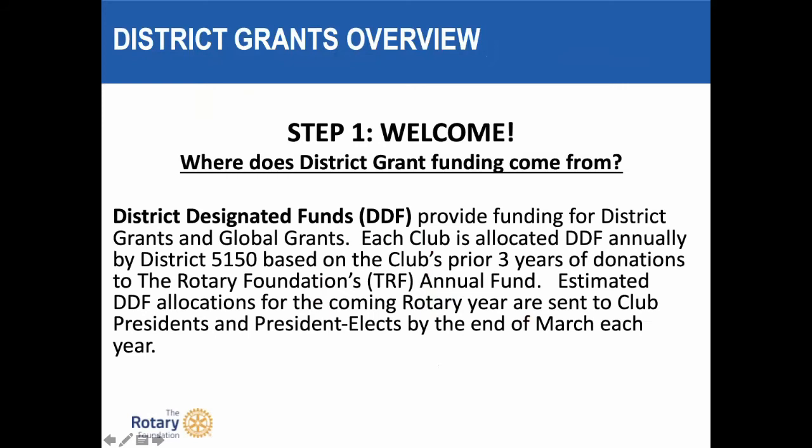So the first step is a welcome. Where does district grant funding come from? District designated funds provide funding for district grants and global grants. Each club is allocated DDF annually by District 5150 based on the club's prior 3 years of donations to the Rotary Foundation's annual fund. Estimated DDF allocations for the coming Rotary year are sent to club presidents and president-elects by the end of March each year.